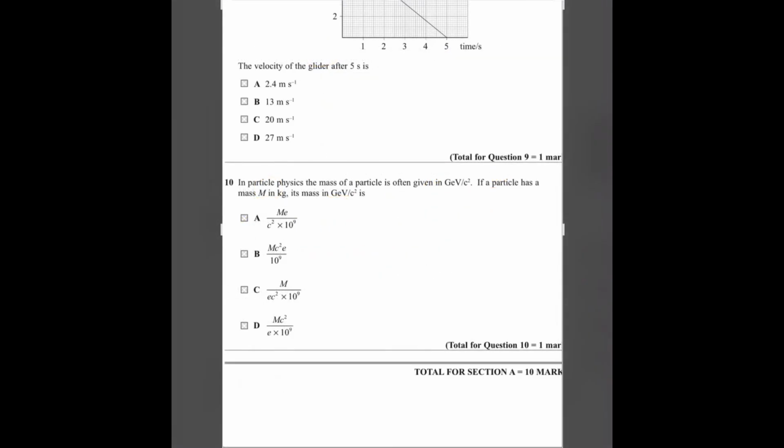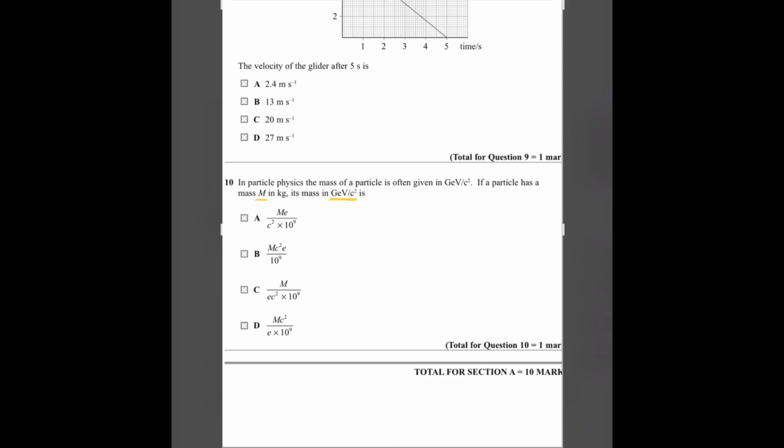Number 10. In particle physics, the mass of a particle is often given in giga electron volt per c squared. If a particle has a mass m in kg, what is its mass in giga electron volt per c squared? So its mass is in m kg. We need to have it in this form. That is, we need to bring these units to m.